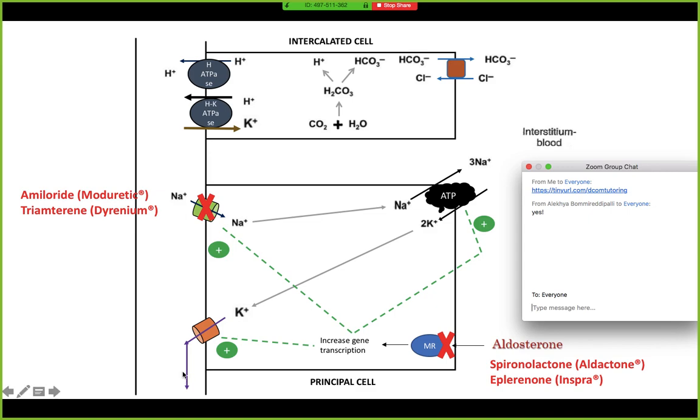However, if you use a drug like amiloride or triamterene, you're going to block the ENaC channel, and you're going to reduce sodium reabsorption because you're having less sodium entering the cell. And then as a result, less potassium is going to be excreted into the tubular lumen. So this means that more potassium is conserved in the body, which leads to hyperkalemia.